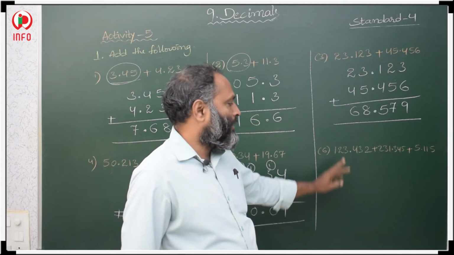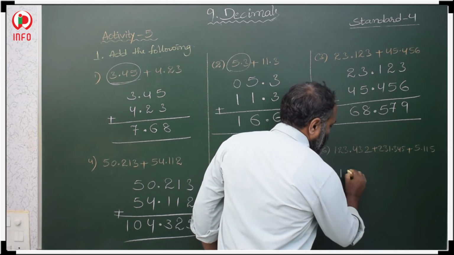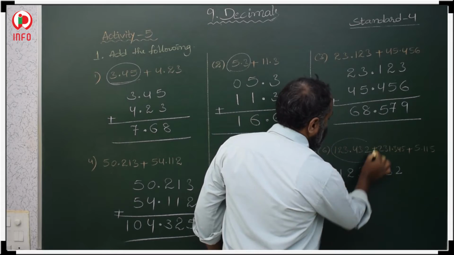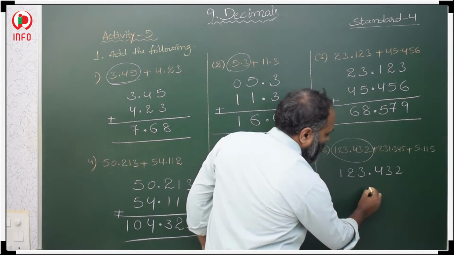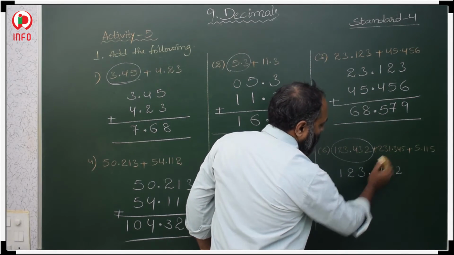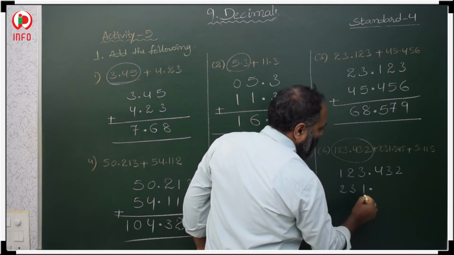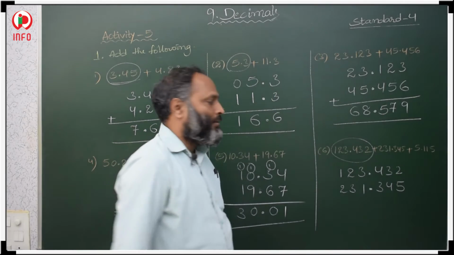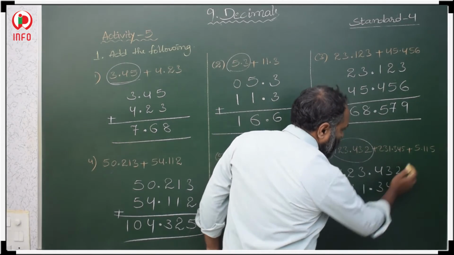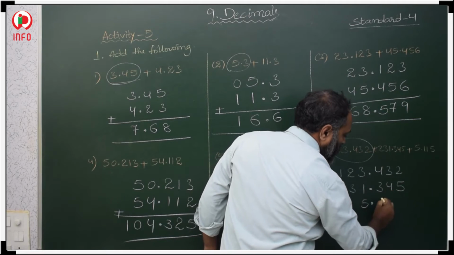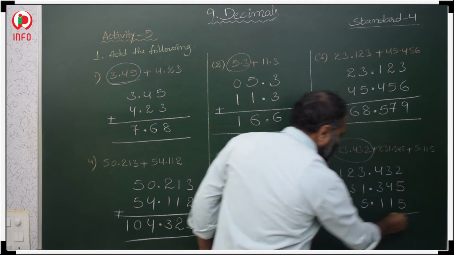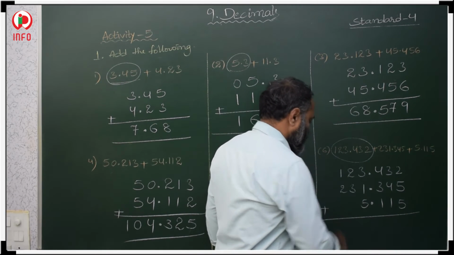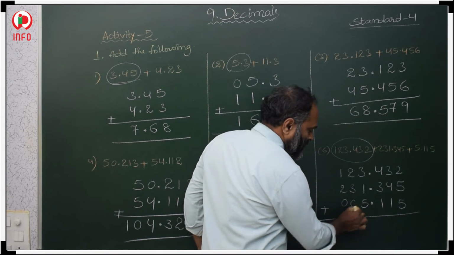Now the next, first we have to arrange these decimals. 123.432. This is over. Next, after that decimal place, 231.345. Then after that again decimal point here, 5.115. These are like decimals, just you add. Okay. If you want to keep here zeros, that's your wish.